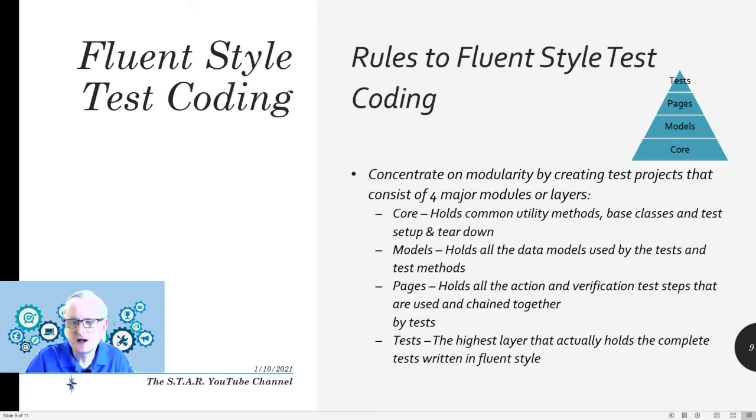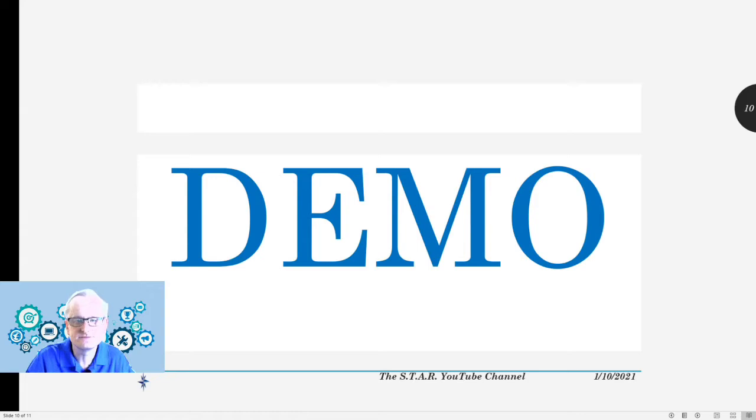Then up from that, you will have your data models. Data models do not contain code. This is going to be used by the rest of the test project. Now you've got your pages. These are going to be what you call page objects. Page objects represent individual pages in the web application that you're going to be testing. And then finally, at the highest level, you actually have your tests. This is where you're going to have your Fluent Style tests.